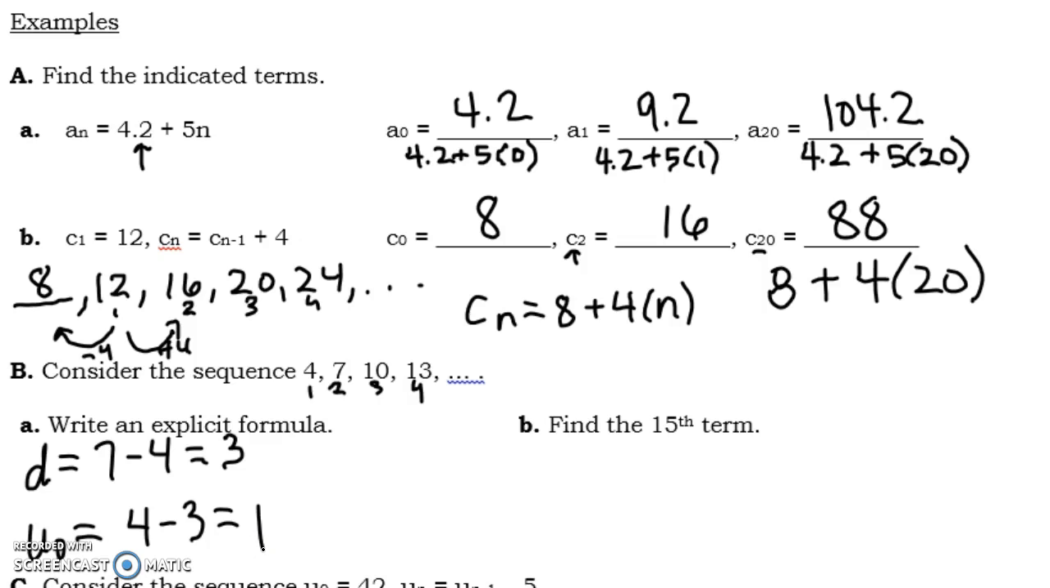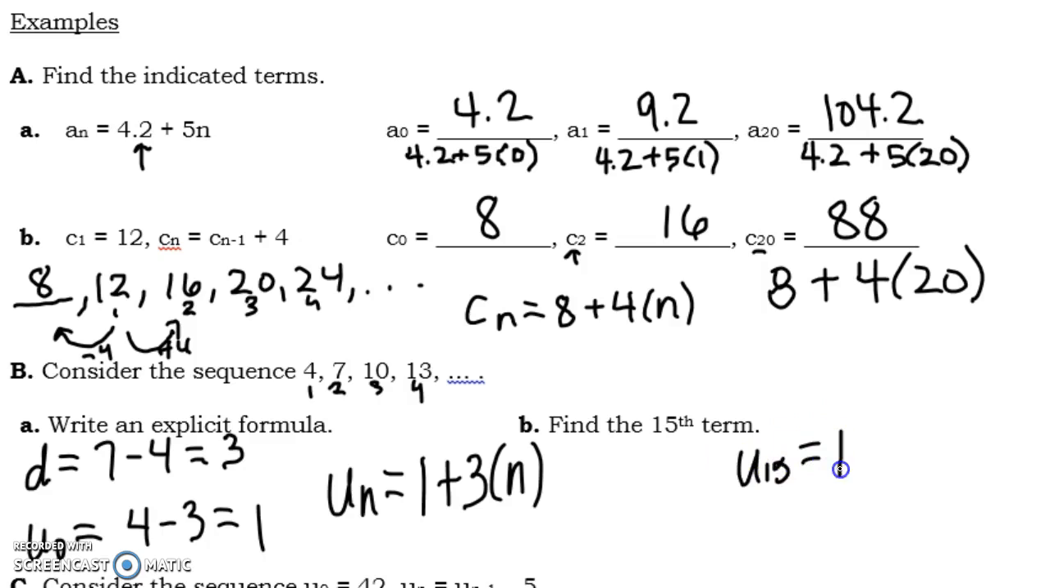So now I can write my formula. U sub n is the 0 term plus the common difference times n. I'm going to use that formula to find the 15th term. So to find U15, I just need to substitute 15 in for the n. 1 plus 3 times 15. 3 times 15 is 45. 45 plus 1 is 46.